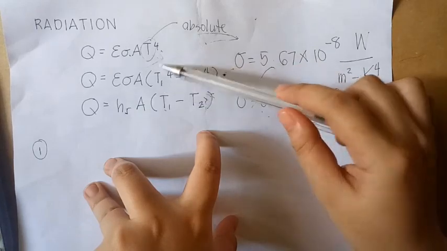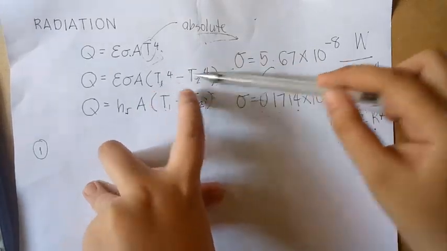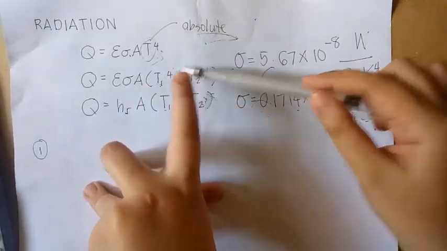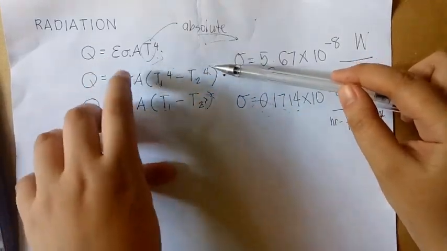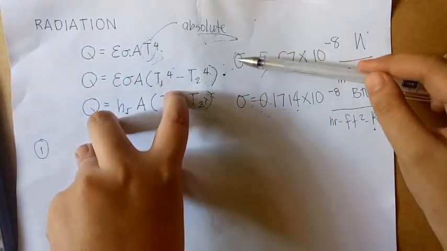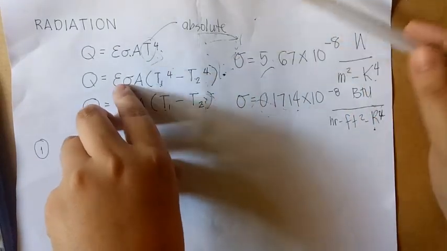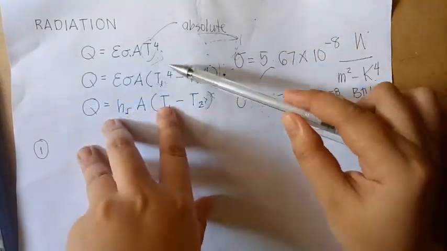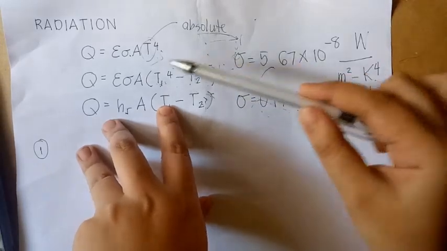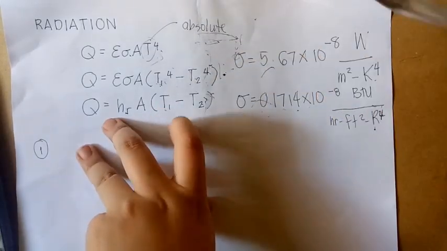And dito, yung naka-raise sa 4 ay yung individual. T1 naka-raise sa 4, T2 naka-raise sa 4. Iba yung sagot kapag yung difference nila yung ni-raise sa 4. T1 minus T2, then yung quantity raised to 4, mali yun. So, dapat ay T1 raised to 4 minus T2 raised to 4, wherein yung temperature, again, ay naka-absolute.